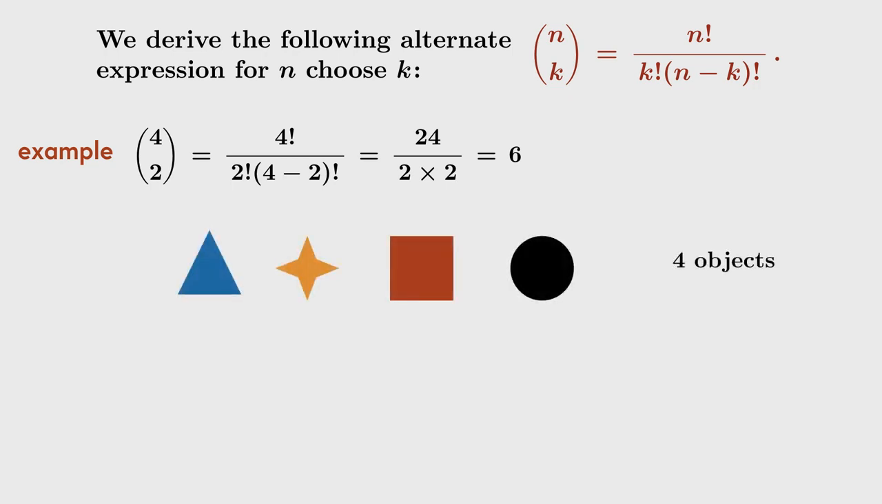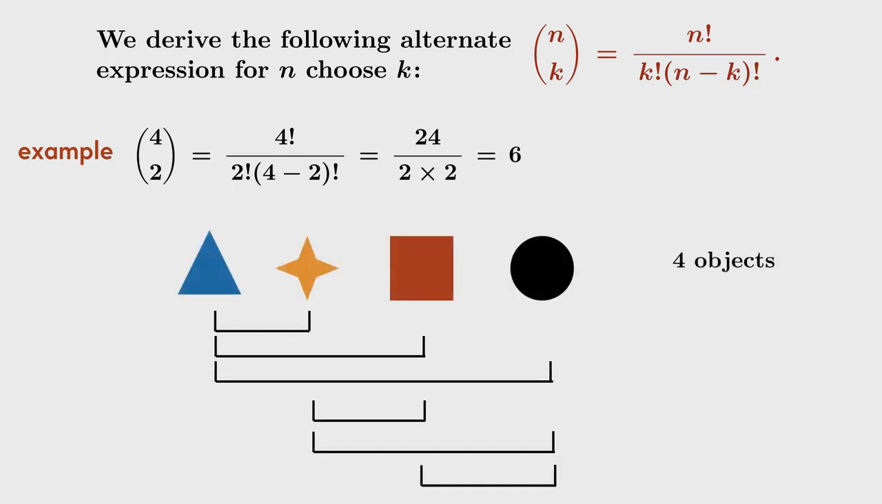Let's test it. Here are 4 different objects. How can I choose 2 of them from this group? Well, I can make a list of all the possible choices of 2 objects. There's the list. I count the number of elements in the list and I see that there are 6 possible choices. Well, that's correct. 4 choose 2 equals 6.